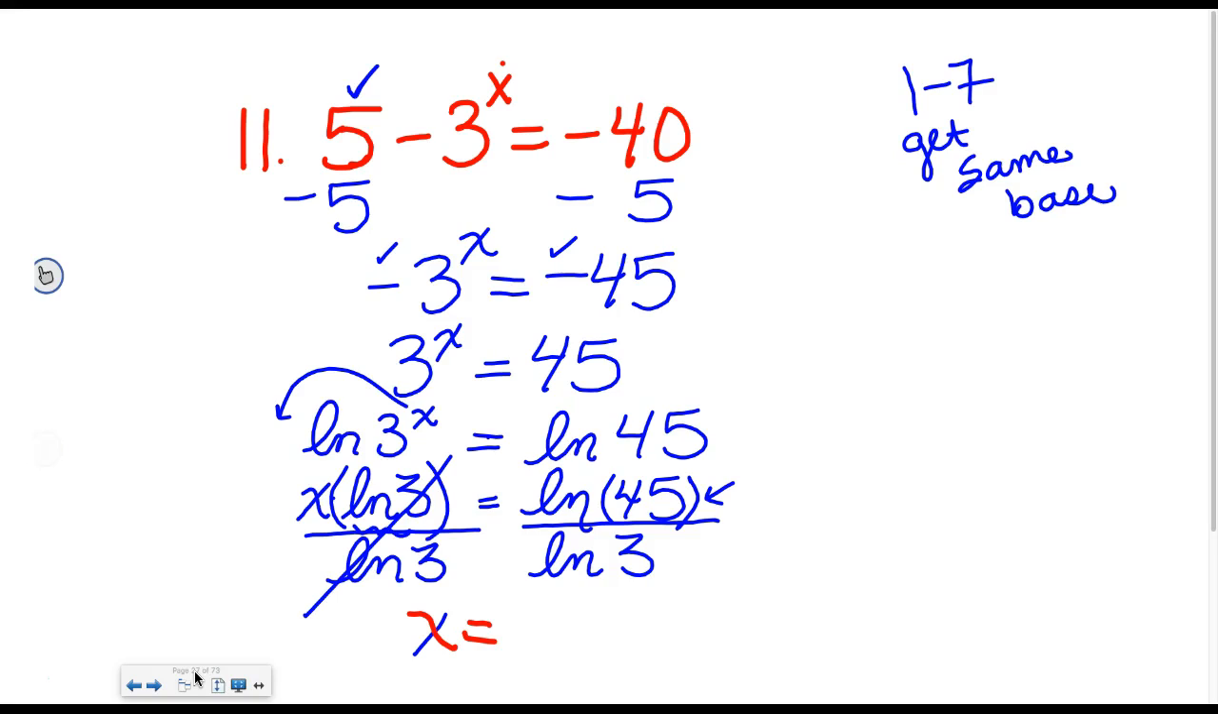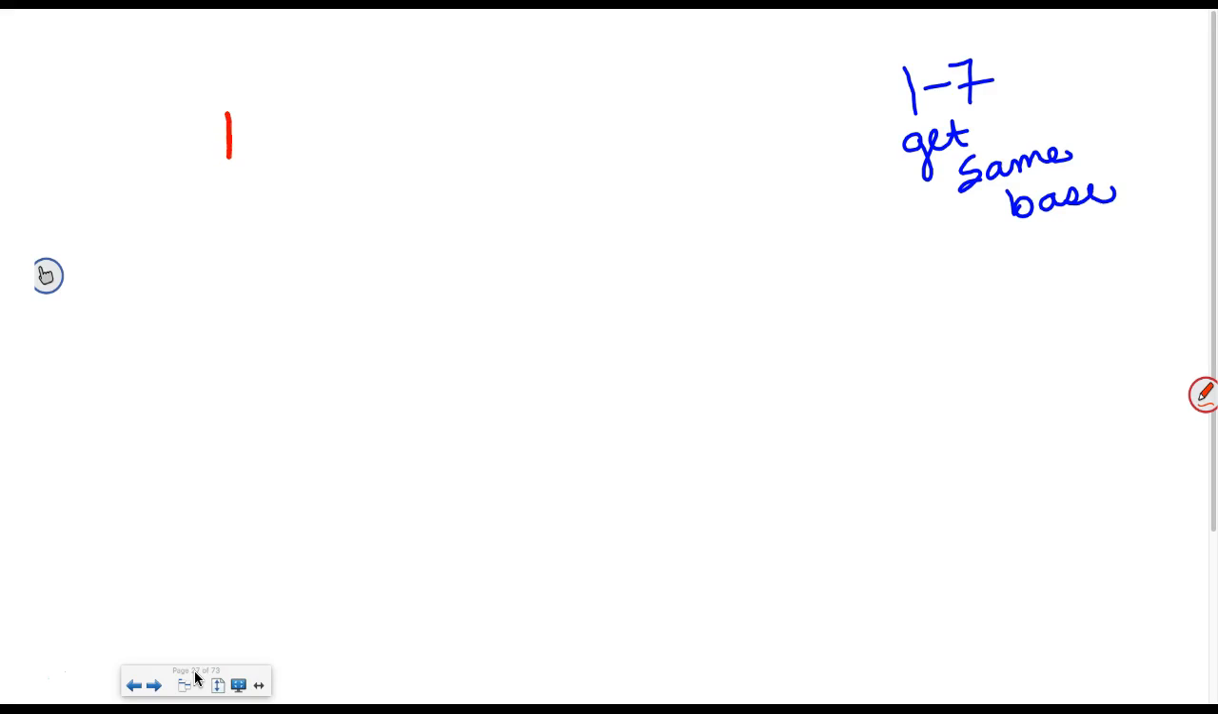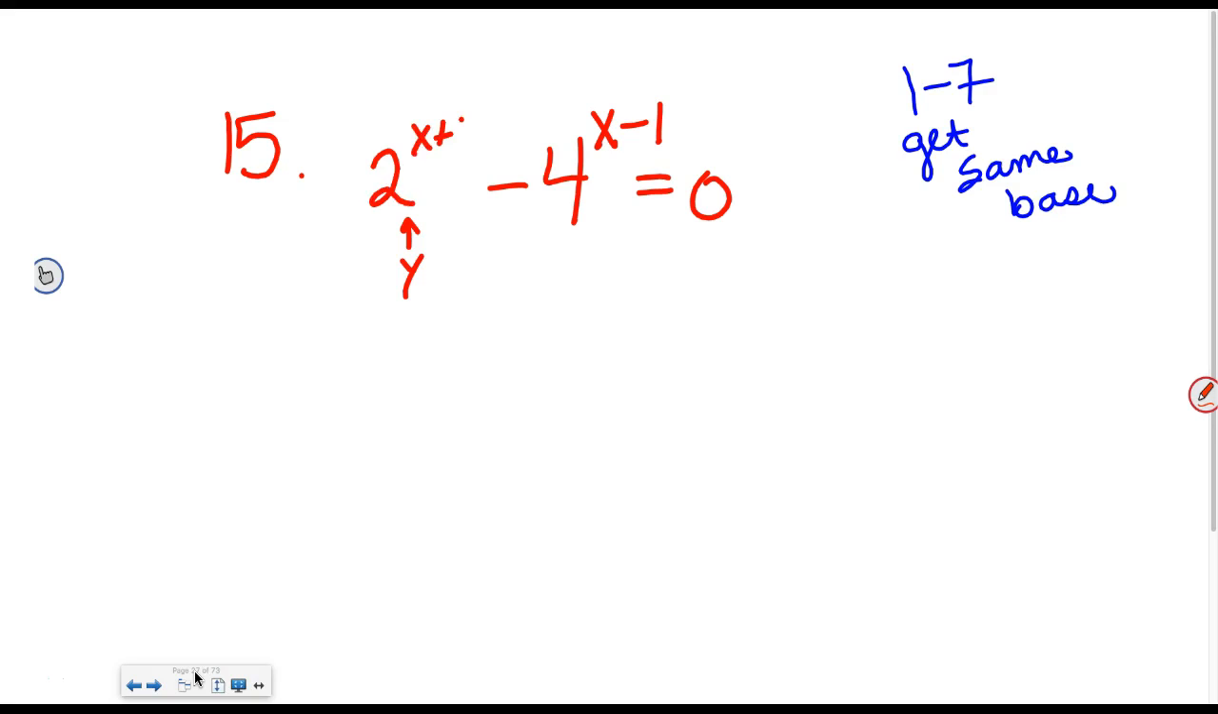The next one I'll do is number 15. For number 15, I've got a piecewise function and I'm trying to solve it. And so I'm going to use the substitution property. In the bottom piece I have that minus 4 to the x minus 1 equals 0. And there was a y sitting right here. But the first piece tells me what y is. It says it's 2 to the x plus 4. So the first thing I'll do is substitute in.